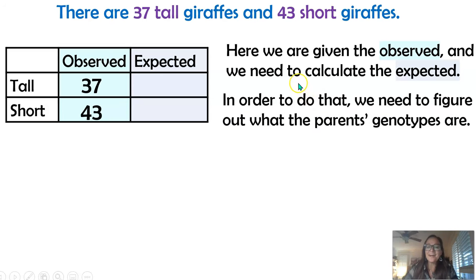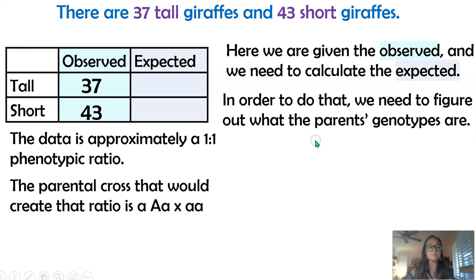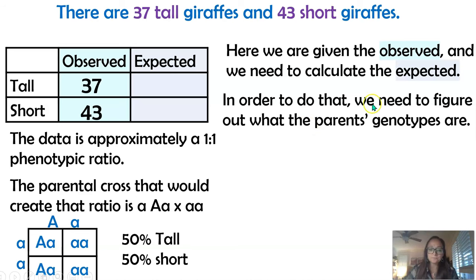So here we need to think about what genotypes of parent giraffes would result in approximately a 1-to-1 ratio of tall to short offspring. So hopefully you've done enough Punnett squares in your life to think, oh, that must be a heterozygote crossed with a homozygous recessive. And so once we know that, then we can see that the expected should be about 50% tall and 50% short. It should be a 1-to-1 ratio.